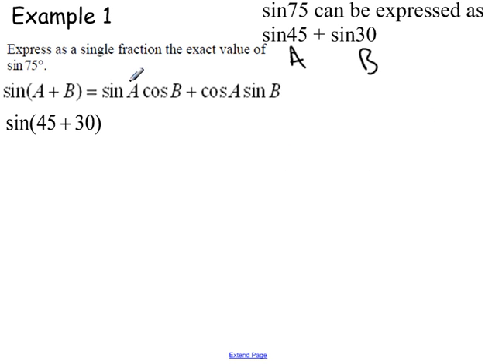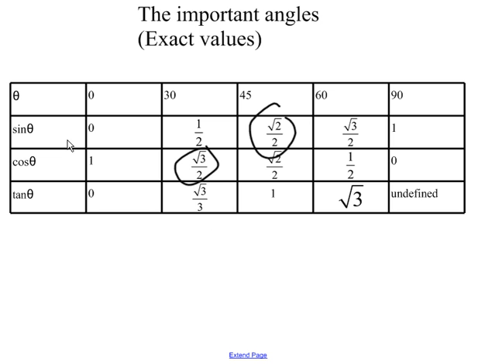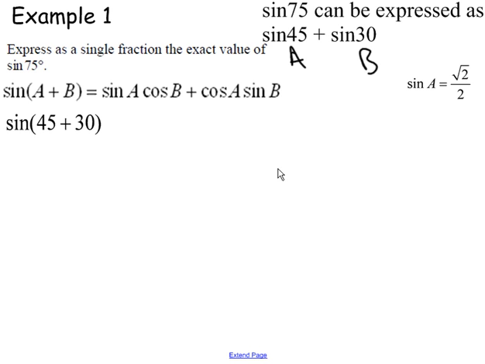So it says the sine of A times the cosine of B plus the cosine of A times the sine of B. What's the sine of A? Well, the sine of A is the sine of 45 degrees. The sine of 45 degrees is radical 2 over 2. Remember, you can get that from your chart. What's the cosine of B? The cosine of B is the cosine of 30 degrees. That's radical 3 over 2. What's the cosine of A? The cosine of A is radical 2 over 2. Now we need the sine of B. Sine of B is the sine of 30 degrees, which is 1 over 2.